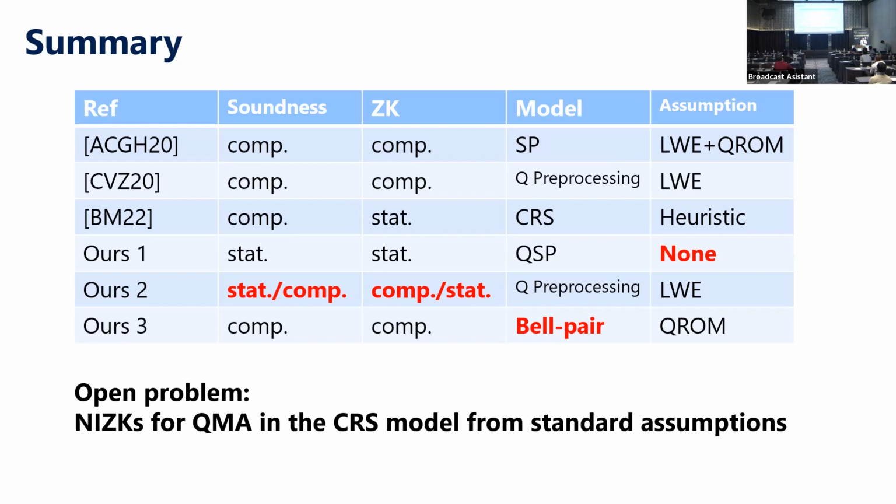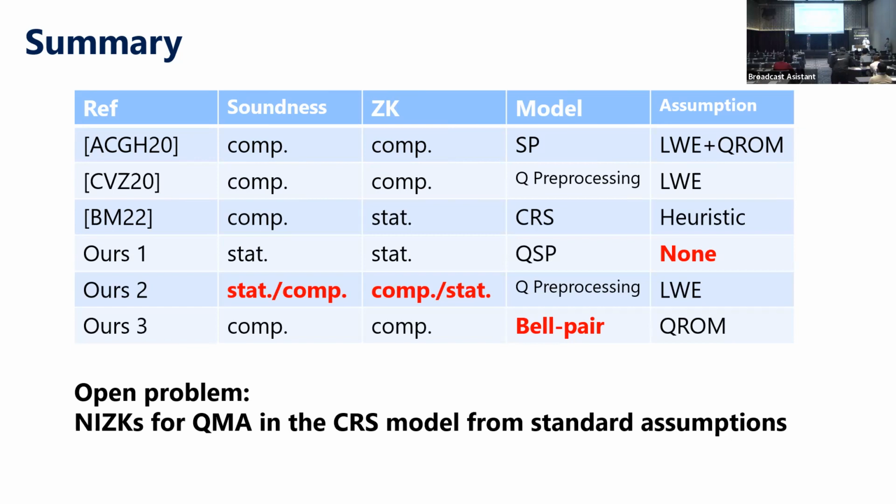Thanks for the talk. So for the third construction, the security assumption is the QRAM. Does this mean, and the security is computational, does this mean there is a bound also on the runtime of the adversary, or only the number of queries is bounded? Thank you for the question. This only bounds the number of queries. Thank you.